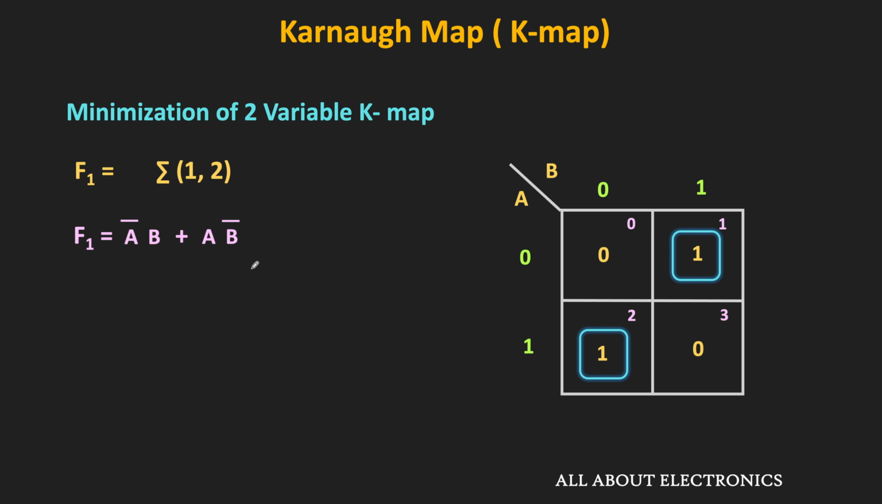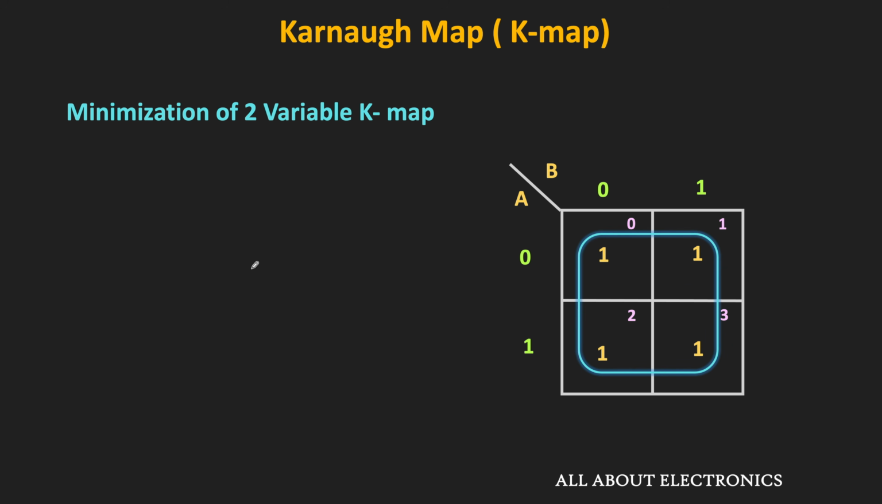On the other hand, if all the cells are 1 in the map, then the output is equal to 1, because irrespective of the change in the variables a and b, the output remains 1. So that is how we can minimize any two variable Boolean function using the K-map. Similarly, now let us see how to minimize a three variable Boolean expression using the K-map.